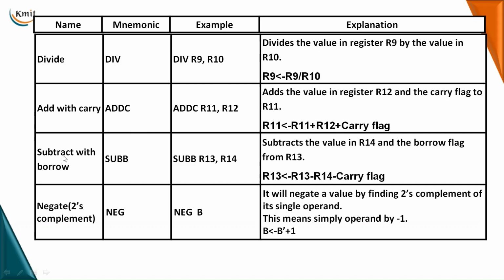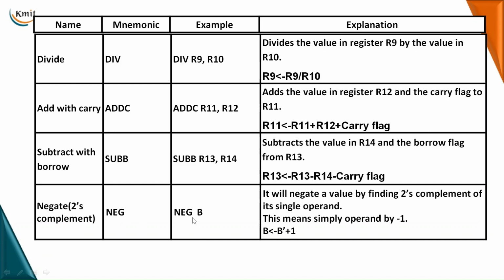Next is subtract with borrow, represented by subB. Example, subB R13, R14 means that it subtracts the value in R14 and the borrow flag from R13. So R13 implies R13 minus R14 minus carry flag. Whatever is there in the carry flag, whether it is 1 or 0, along with the borrow, the particular subtraction operation is performed. Next is negate, which is nothing but the 2's complement, represented by NEG.